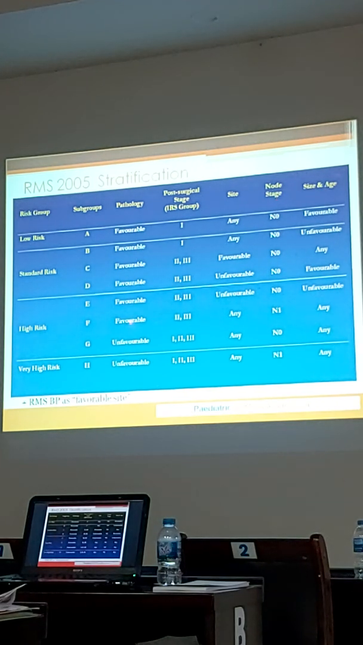And if you have an embryonal nodal tumor, you were in group F. If you have an alveolar nodal tumor, you were in group H. And altogether, the size more than 5 centimeters and the age more than 10. We know that large tumors and older patients do worse. So they were considered to be unfavorable if they were more than 10 years old, or if they have a tumor larger than 5 centimeters.